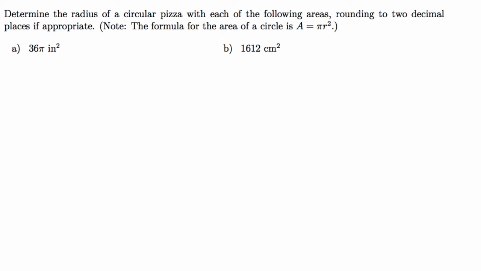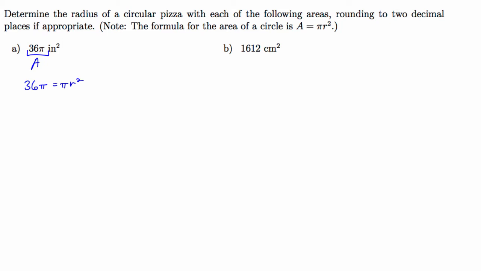In part A, we are told that the area is 36 pi square inches. To find the radius of this pizza, we need to substitute 36 pi in for the area in the area formula. So we'll end up with the statement that 36 pi equals pi r squared.